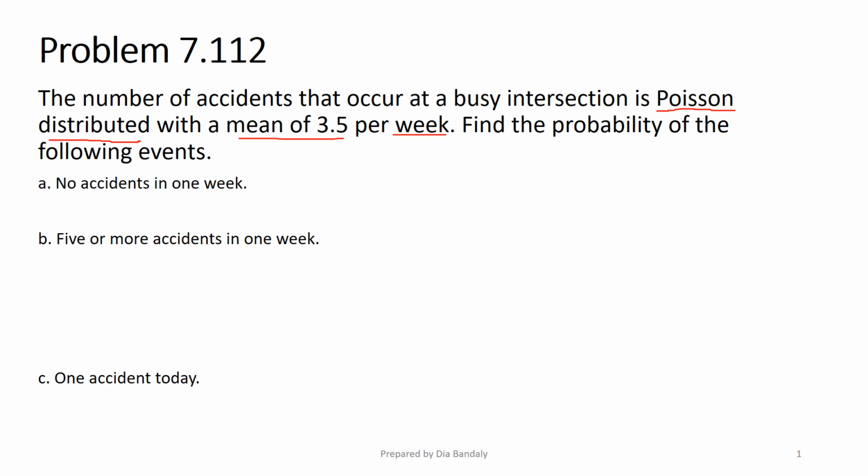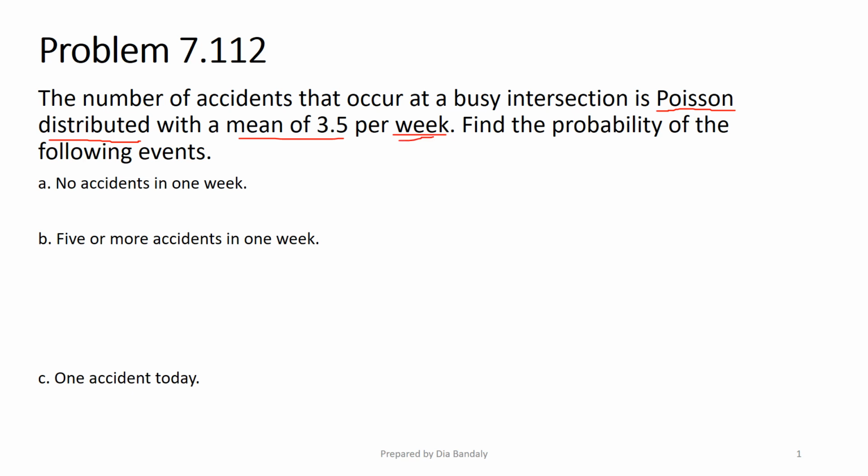What's that week? In a Poisson distribution, it's very important to identify your interval. Remember, what's a Poisson? It's a kind of distribution that measures the number of occurrences within a certain interval of time or space. Here we have an interval of time of 1 week.